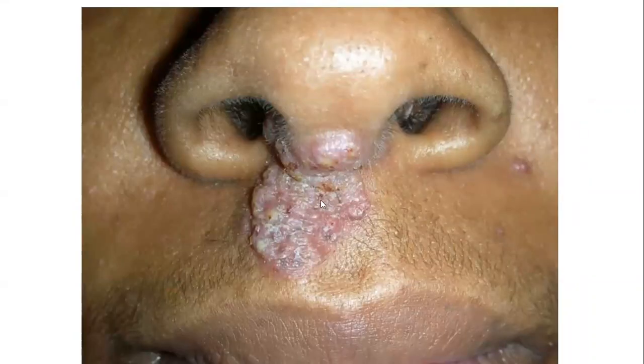Now these are the accumulated papules or plaque with a warty surface, with a thick, rough surface. These are called the warty papules. They are confluent to form a plaque.